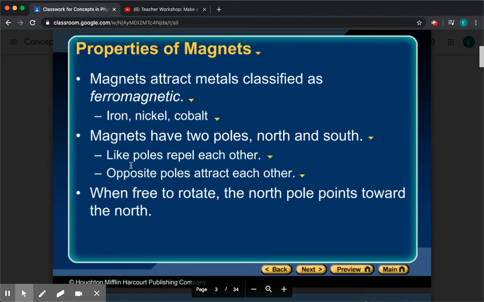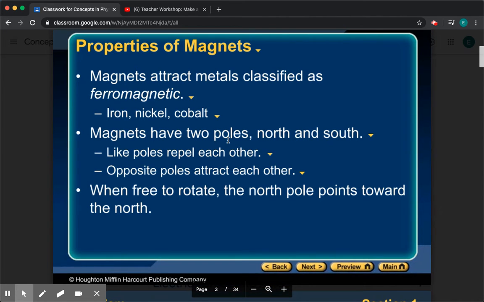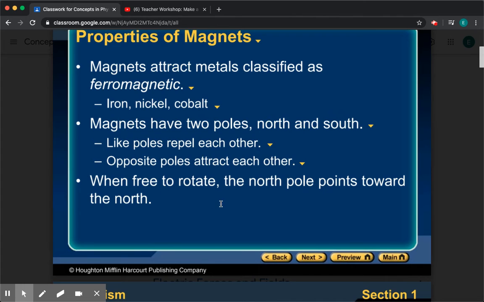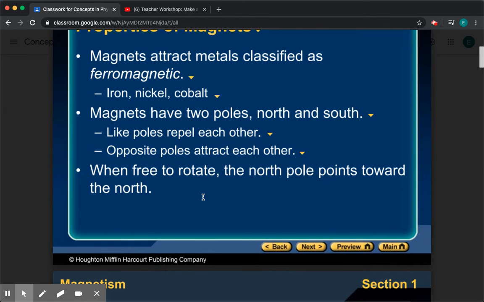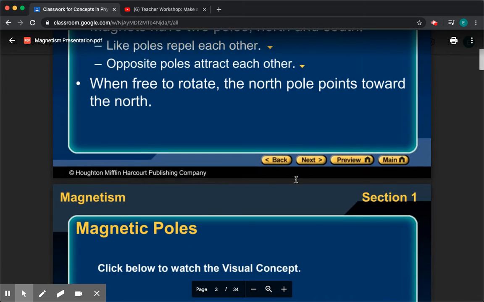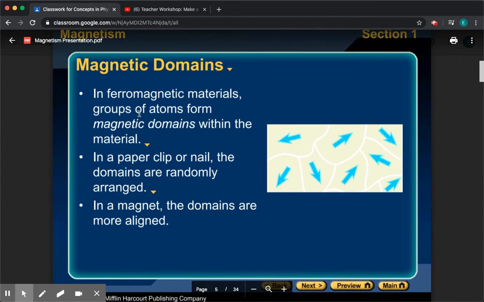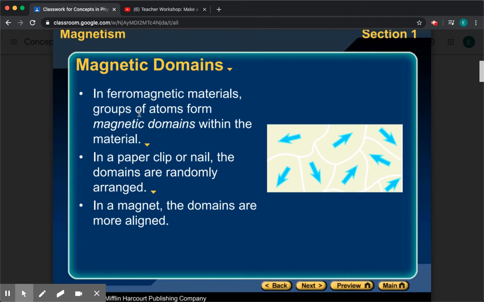And as we said before, magnets have two poles. They have the north and the south. Opposites attract and like poles repel. And when magnets are free to rotate, like a compass, that's what a compass is. That little arrow in the middle is a magnet and it spins on the thing in the middle. When they're free to rotate, the north pole points towards north. Okay? So, why are things magnetized?